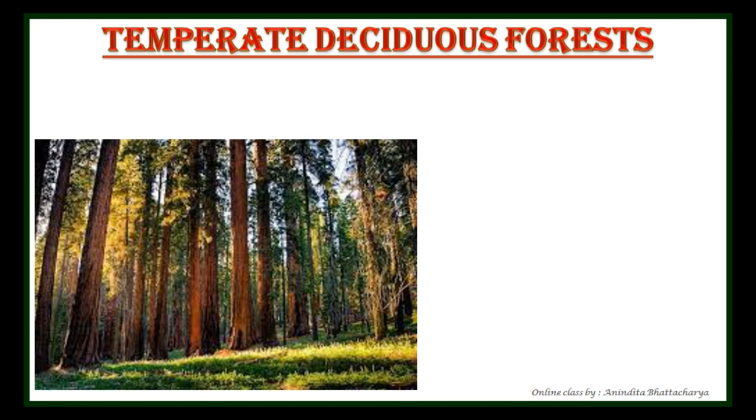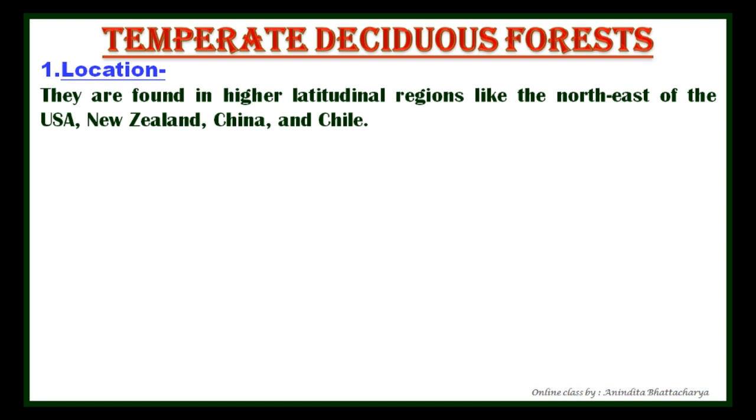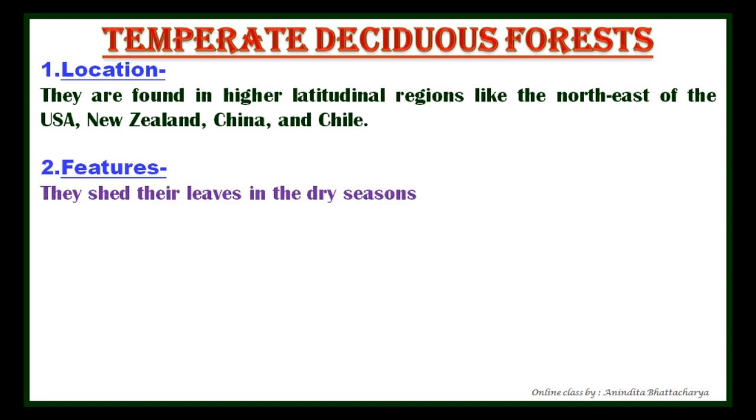The fourth classification is temperate deciduous forest. Location, they are found in higher latitudinal regions like northeast of the USA, New Zealand, China and Chile. Features, they shed their leaves in the dry season.